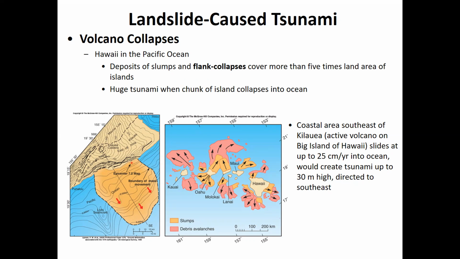So coastal areas to the southeast of Kilauea, down here, which is an active volcano on the Big Island of Hawaii. It slides up to 25 centimeters per year into the ocean. If this would slide at once, it would create a tsunami 30 meters high directed to the southeast.